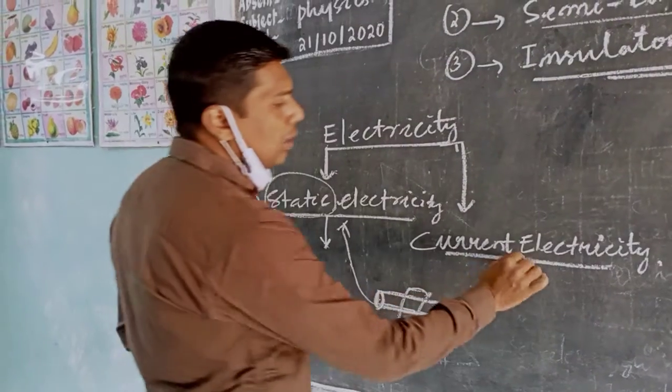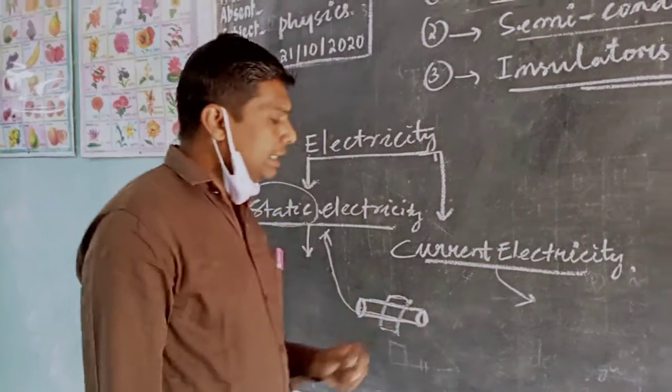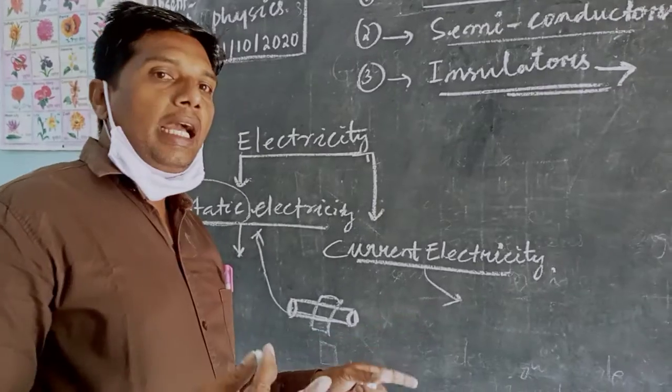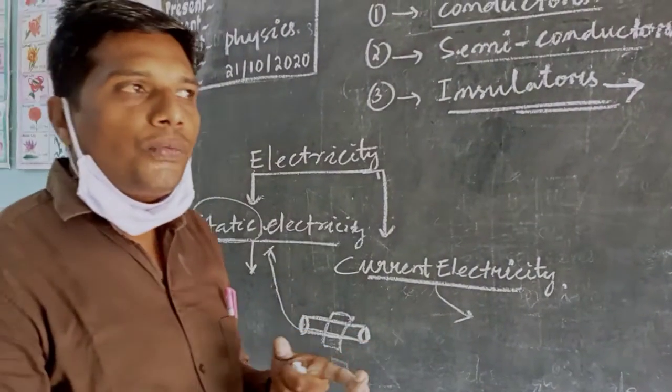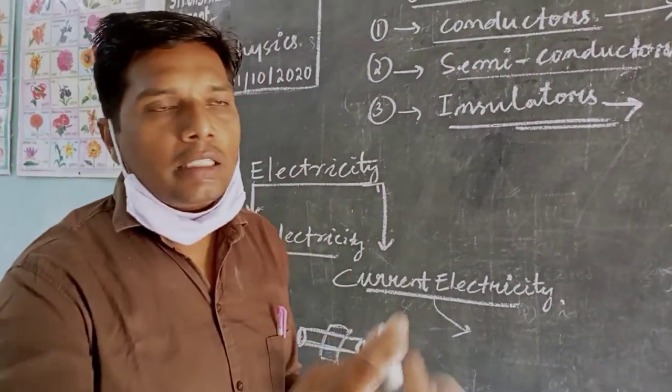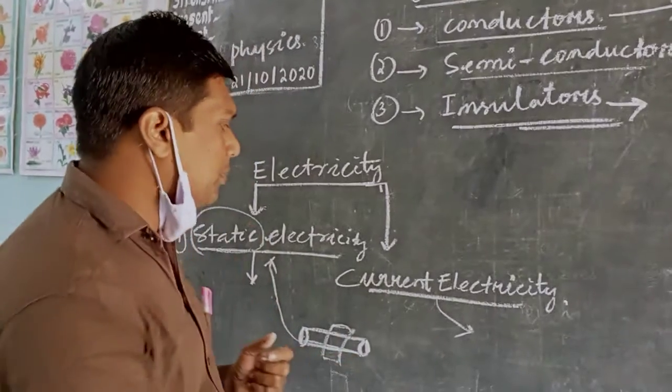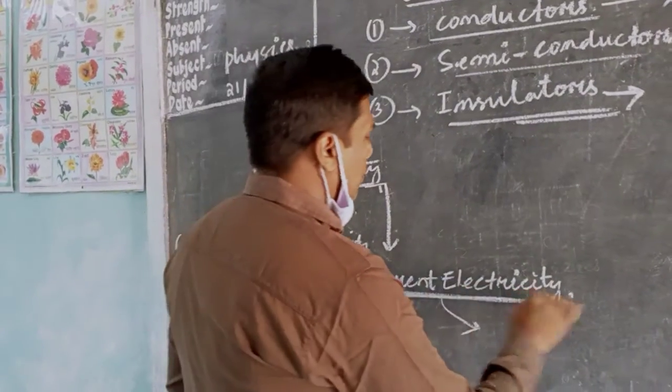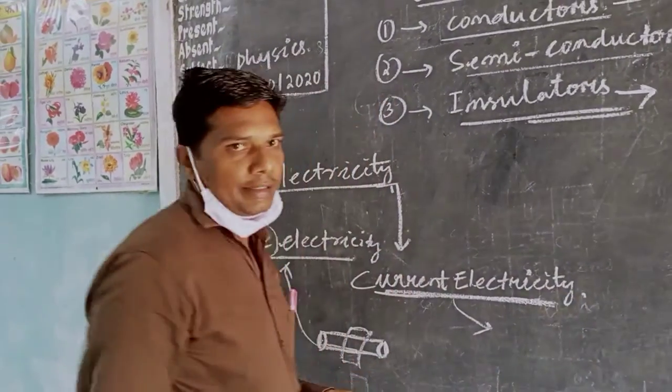And another is current electricity. That means in this case, charge can develop and these charges can flow from one point to another point or one place to another place. This type of electricity is known as electric current.